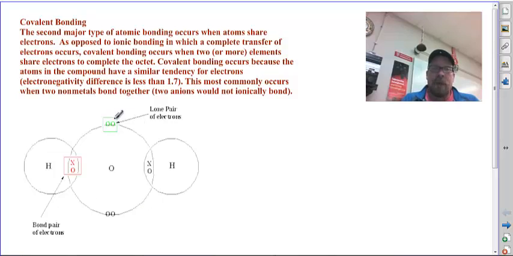Here we have water. Oxygen, denoted by the different circles here, has 6 valence electrons. That fits with what we see on the periodic table. Hydrogen has 1 valence electron, as seen by the X's here, and fits with what we know from the periodic table. What they can do then is overlap their valence shells and share electrons.